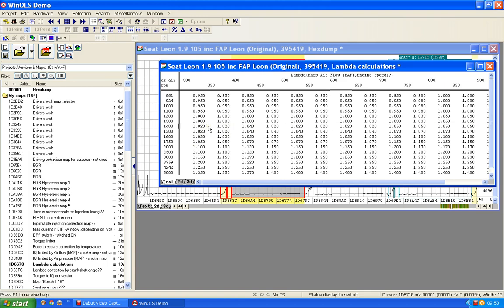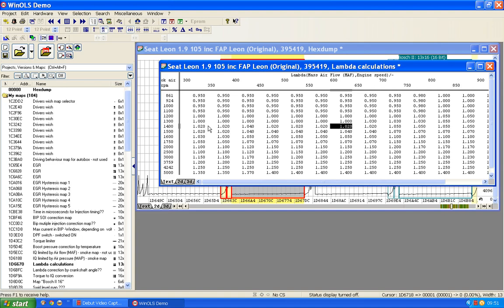Now Lambda is effectively the air-fuel ratio that you've got, in other words the current air-fuel ratio, divided by an ideal air-fuel ratio. Now I don't know exactly which ideal air-fuel ratio the designers use, but there's a fair chance that they use 14.6, but they might have used 14.5. People often do, just because it's convenient. They could have used 14.7.